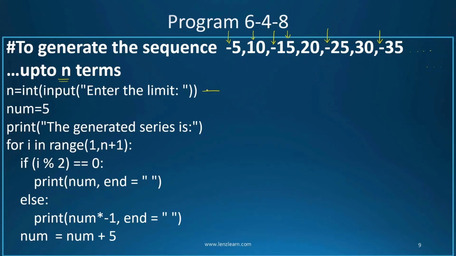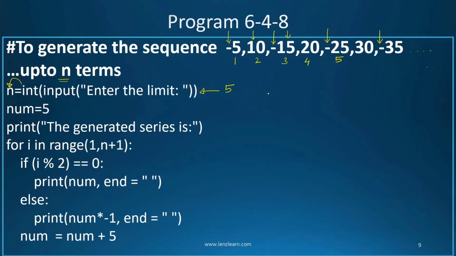So in the first line, I have to input how many numbers I have to print in the series. So if I input here as 5, which is going to get stored in variable n, then I will print 1, 2, 3, 4, 5 terms. That is from -5 up till -25 of this series. If I enter 10, I will print 10 terms in the series. So let us keep it to 5.